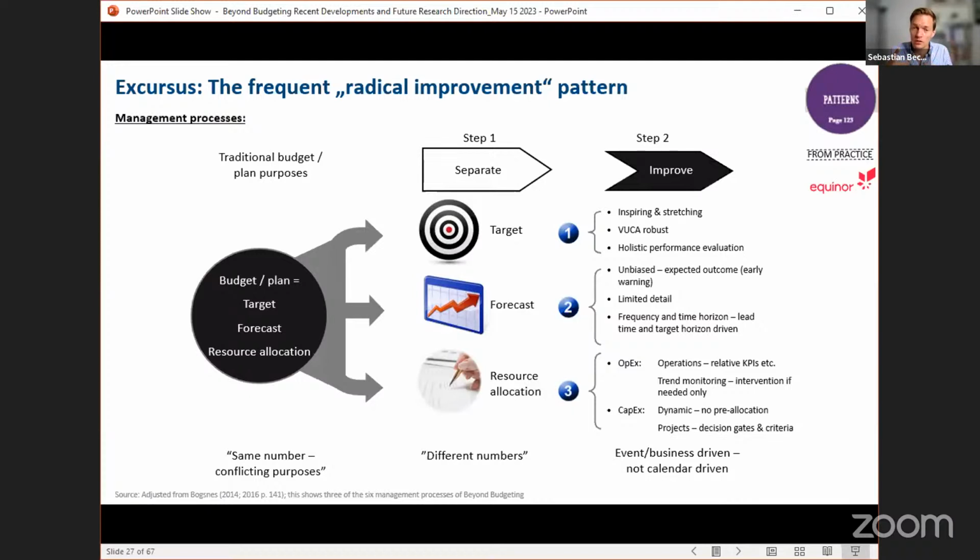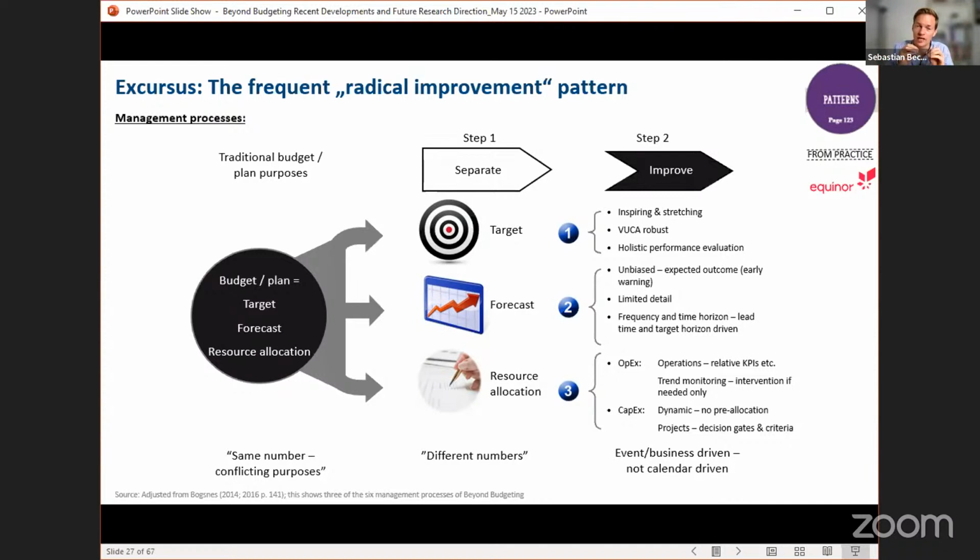So this is one best practice company, and we call this pattern the radical improvement pattern, right? Because this is a pattern that many companies have followed. So Equinor, for example, has done this. Then there's a company called Danone, which maybe you've also heard about. They make yogurt and water. They're based in France. And Coloplast, which is a Danish medical products company.